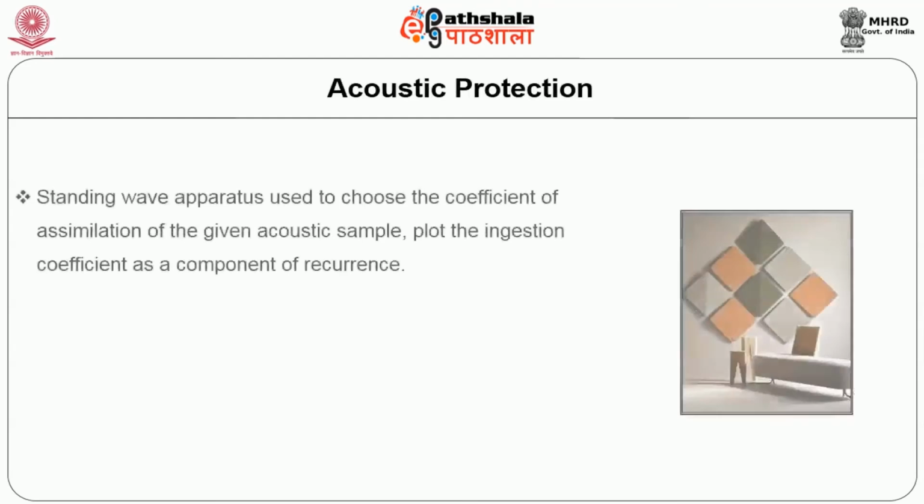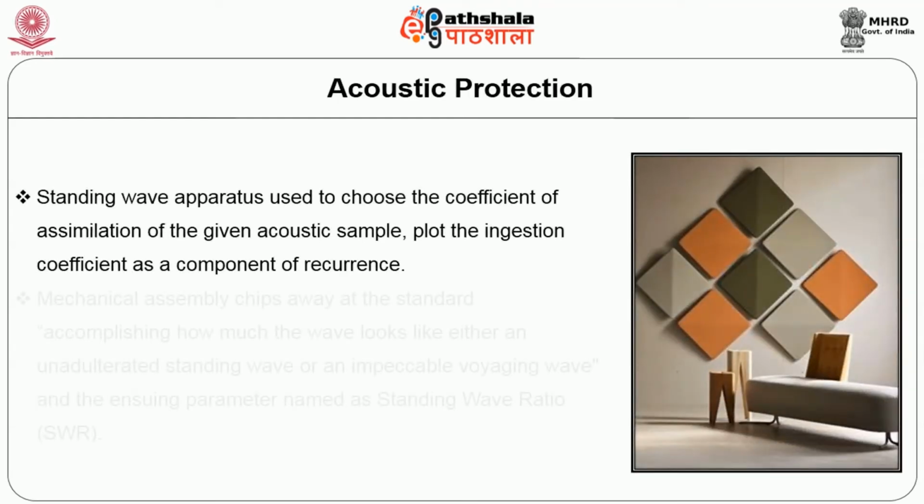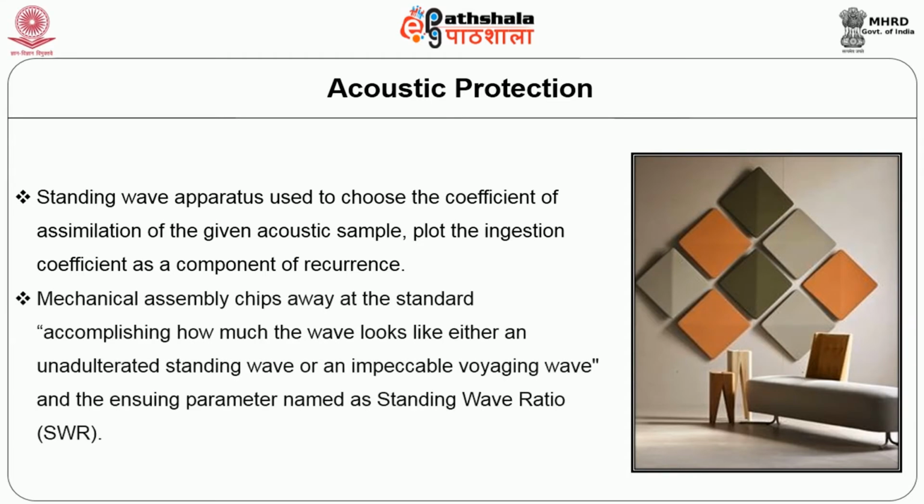Acoustic protection. Standing wave apparatus is commonly used to determine the acoustic property of the woven fabric. It is able to measure the coefficient of absorption of the given acoustic sample, plotting it as an absorption coefficient as a function of frequency. The apparatus is mechanically assembled to check how much the wave looks like either a pure standing wave or a perfect traveling wave, and this is described as the standing wave ratio, named SWR.